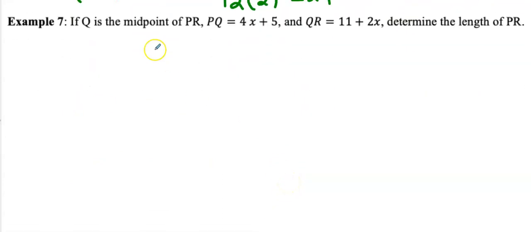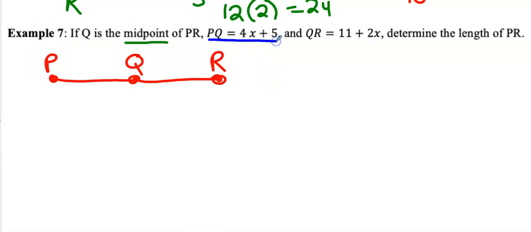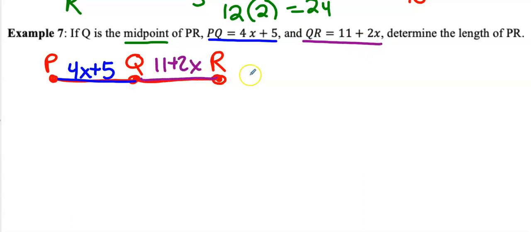Okay. So I'm dealing with a midpoint, so en el medio. So Q is the midpoint of P and R. So primero I'm going to draw a picture. Okay, Q is in the middle, P and R. So now I'm going to label. So PQ, this first part is 4x plus 5. QR is the second part, 11 plus 2x. Okay? ¿Cuánto? What is PR?